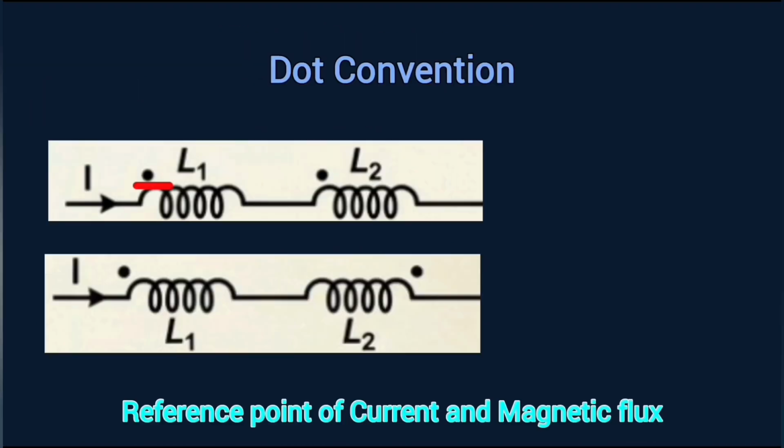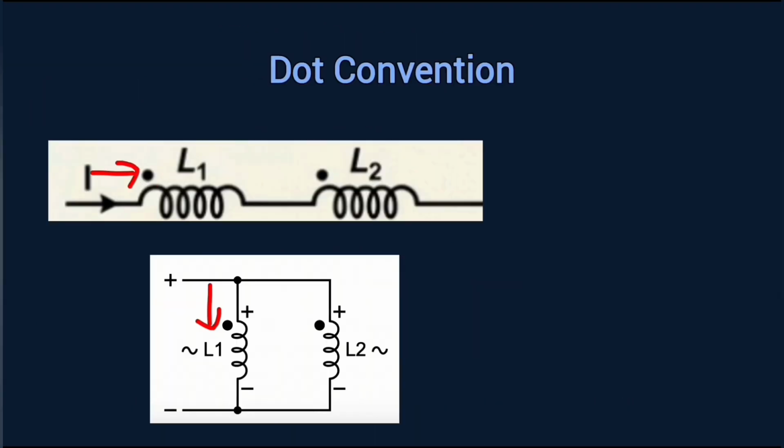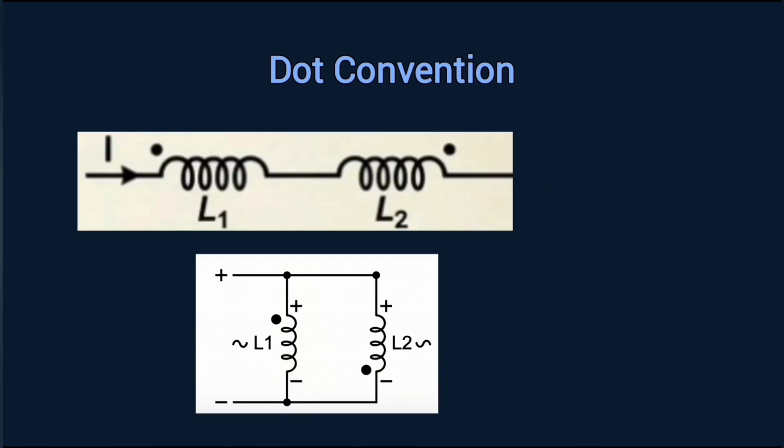The dot on a coil shows the reference point of current and magnetic flux. Imagine current entering the dotted terminal. If current enters the dotted terminal of both the coils, the magnetic fields are in the same direction, hence causing the aiding. And this leads to the flux getting added up. While if the current enters the dotted terminal of one coil and the undotted terminal of the other coil, the magnetic fields are in opposite directions and flux cancels.